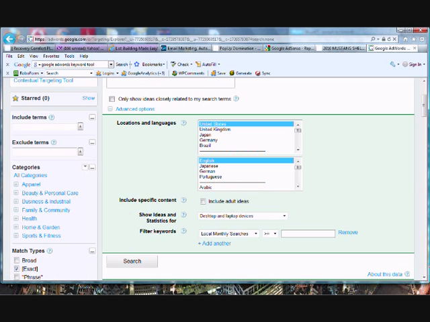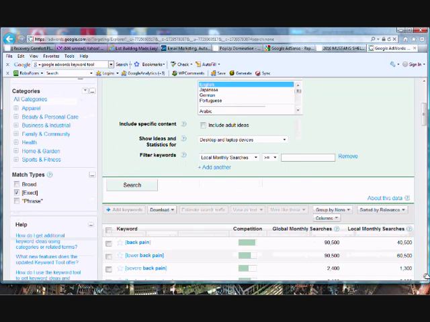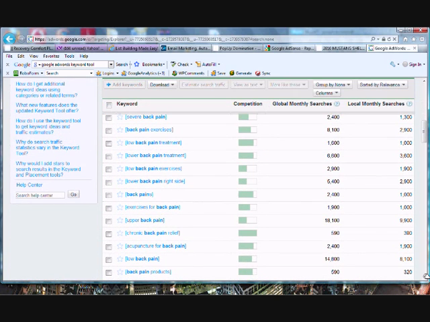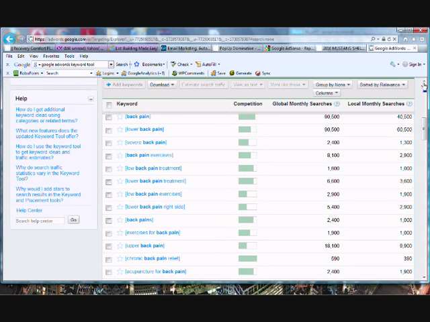Okay, right, so I've done the search. This is what we come up with. Oops, went down a little bit too far there. Back pain. Back pain is far too broad, okay? We don't want to use that.